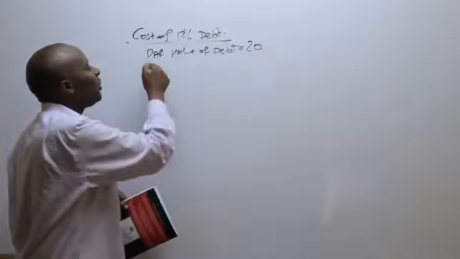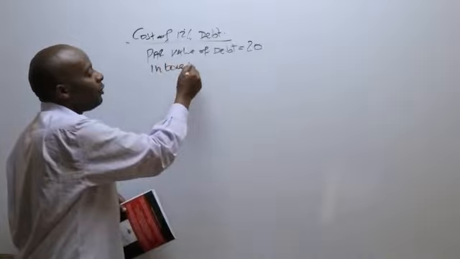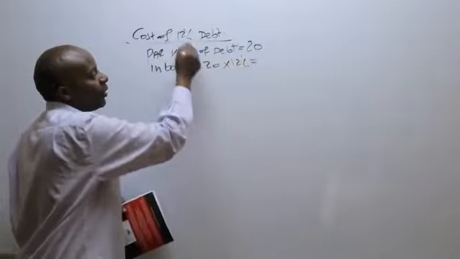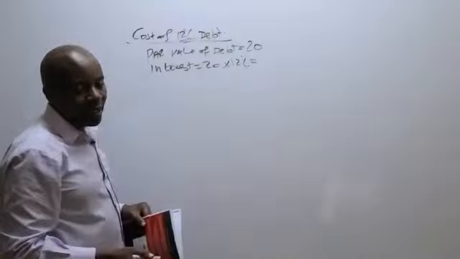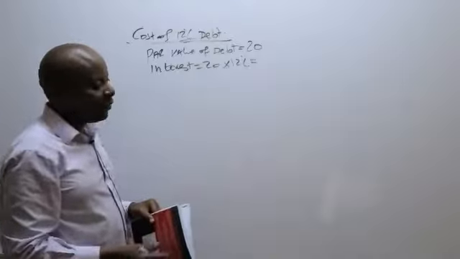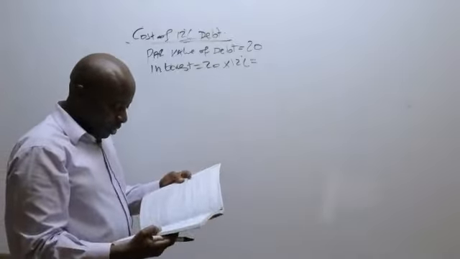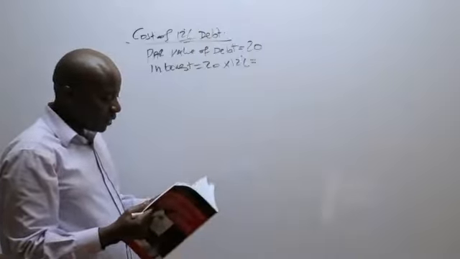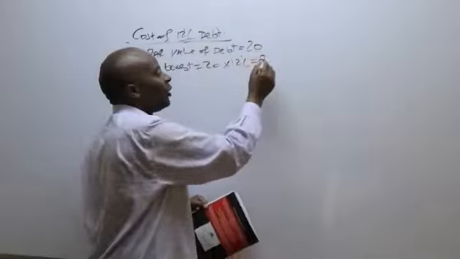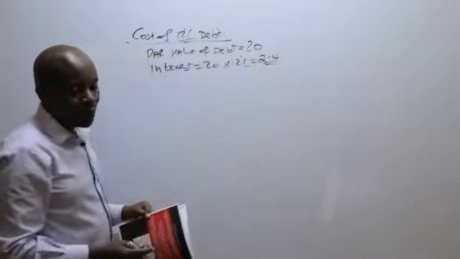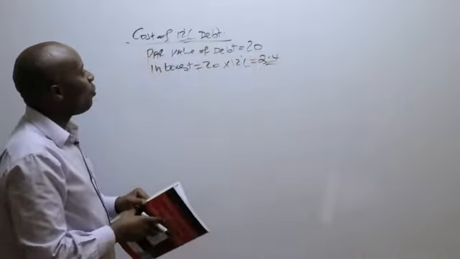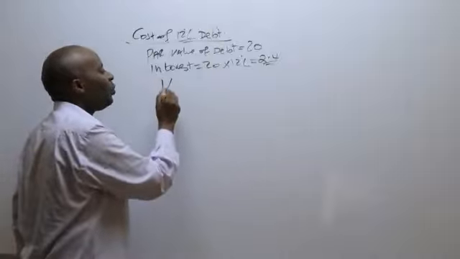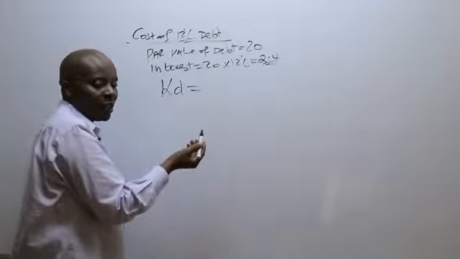And once you give me the par value, I will be able to give you the interest. It will be 20 times 12%. Rate of interest has been specified. So times 12%. And if you do that, if I'm not wrong, that should be able to give us, ladies and gentlemen, 2.4. So once I have the 2.4, then getting KD will not be a big thing.